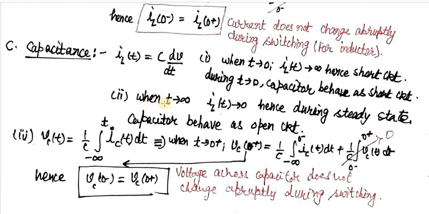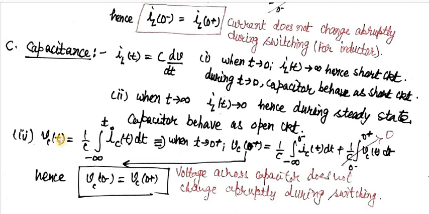But in condition 2, when t tends to infinity, we are talking about steady state. When t tends to infinity, the current will be equal to 0, and current 0 means the circuit is open. Hence, during switching at steady state, the capacitor behaves as an open circuit. So for a small recap, in the capacitance, at the time of switching when t tends to 0, the capacitor behaves as a short circuit, and when t tends to infinity, meaning steady state, the capacitor behaves as an open circuit.